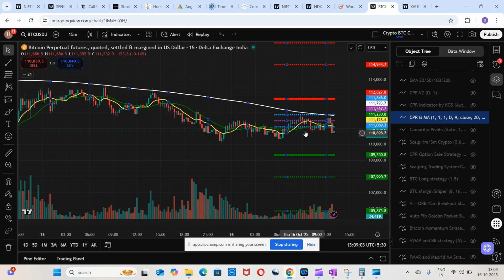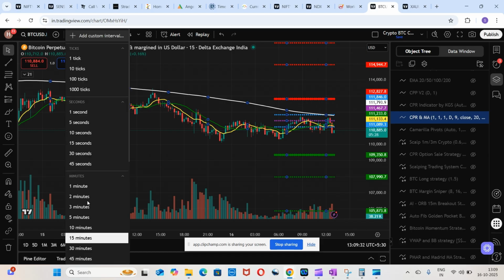Like that we can use this CPR plus MA strategy: the MA crossover to understand the direction and for entry and exit, and the CPR to understand the resistance and support levels, as well as whether there will be momentum in the market. So the trend is identified by the moving average crossovers, and momentum and support and resistances are identified by the CPR. We've checked on 15 minutes. Let's check on 30 minutes.